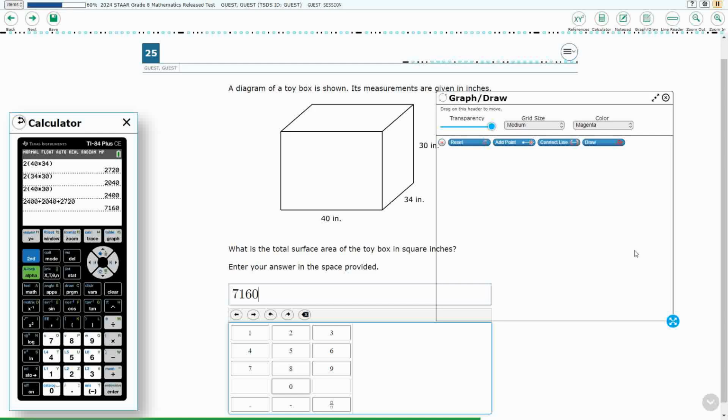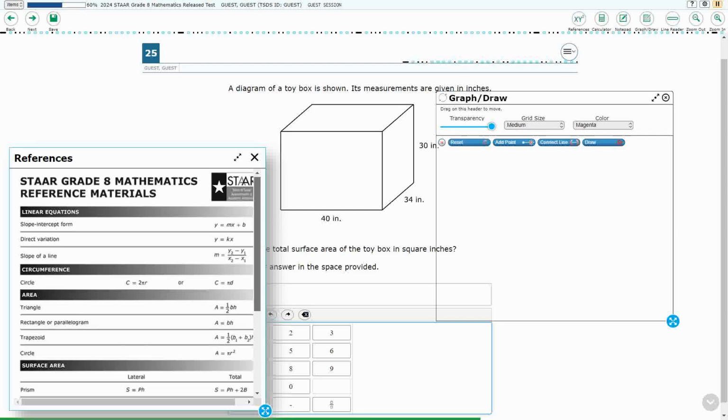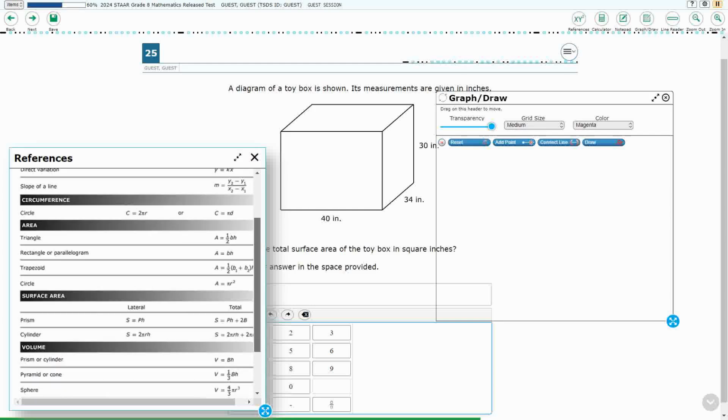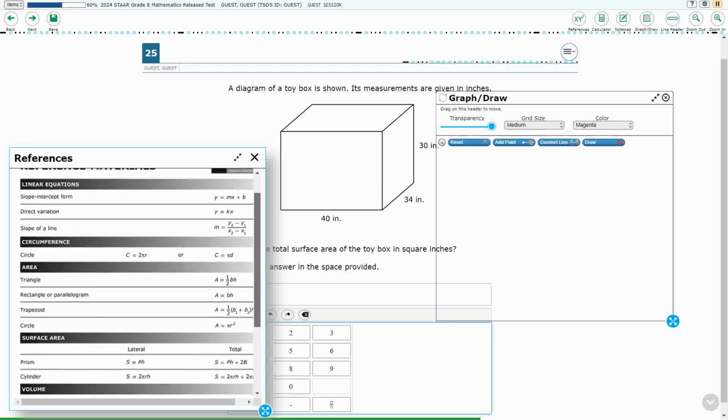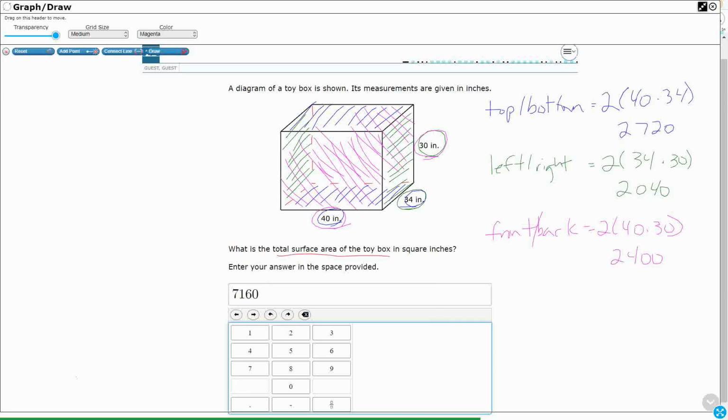Now, I did say we do have a formula that we might want to reference here. So let's take a look at our formula chart, and we're going to see surface area. We're going to see a prism, total pH plus 2B. See that right about the bottom of the screen, pH plus 2B. So let's figure out what that is. Surface area equals pH plus 2B.